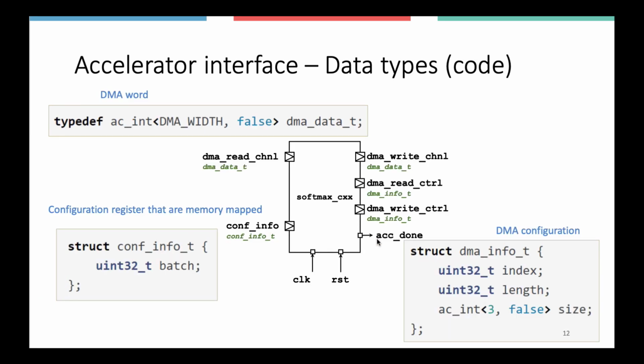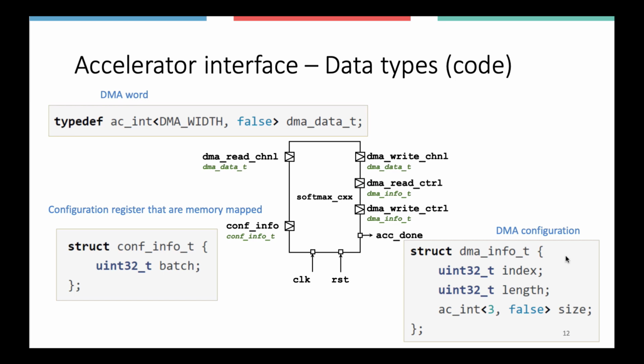In addition to the communication and synchronization channels, the accelerator interface relies on the following data types. We have a data type, more properly a C++ structure, for the configuration registers that are memory mapped, conf_info_t. In this case, for the Softmax, there is only a single register for the size of the batch. Then we have a data type to specify the DMA configuration, and in this case, this struct has an index, that is the memory offset, a field length, that is the length of a DMA transaction, and there is also a field size, that is the encoding of the DMA width.